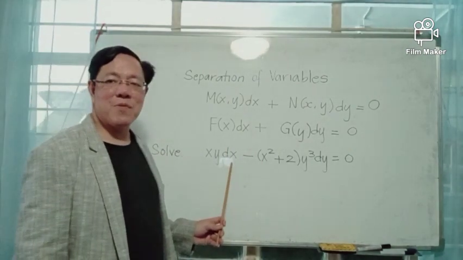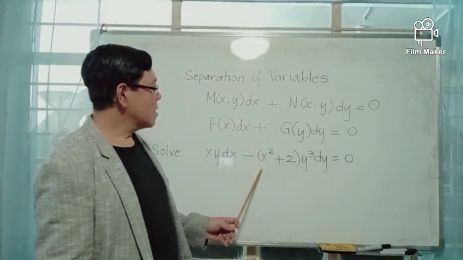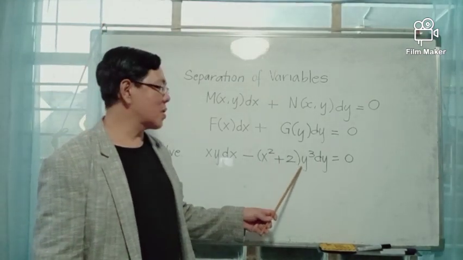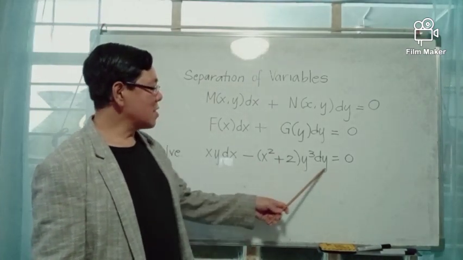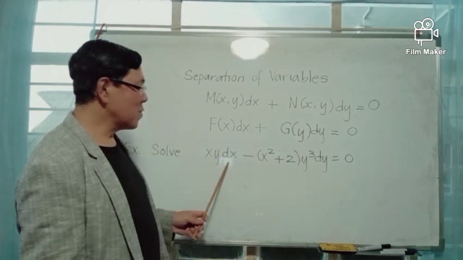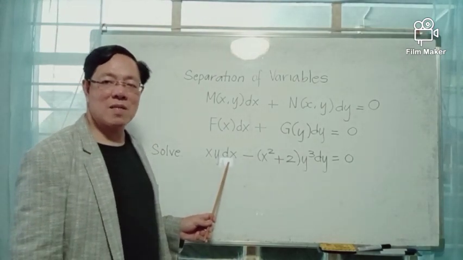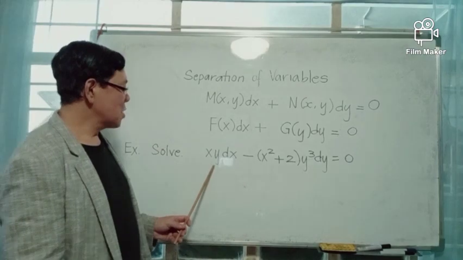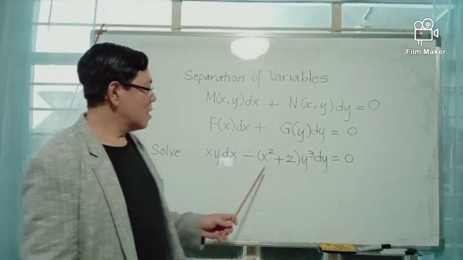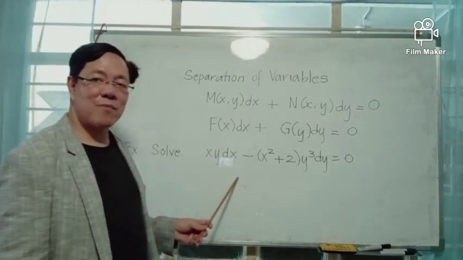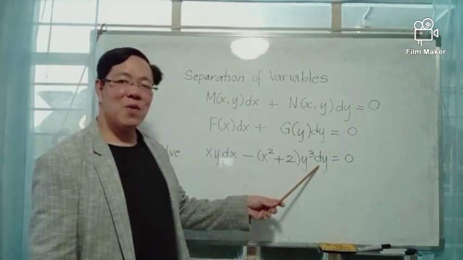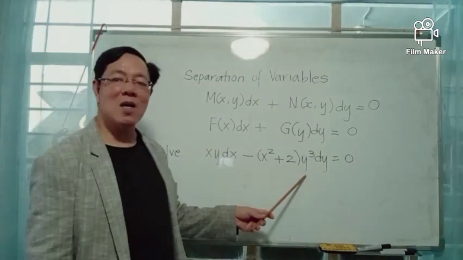The coefficient of the differential of x is xy, and the coefficient of the differential of y is the quantity x squared plus 2 multiplied by y cubed. If this differential equation can be solved by separation of variables, we must make the coefficient of the differential of x a function of x only, which means that we must remove y from the coefficient of dx. Similarly, the coefficient of the differential of y should be a function of y only.